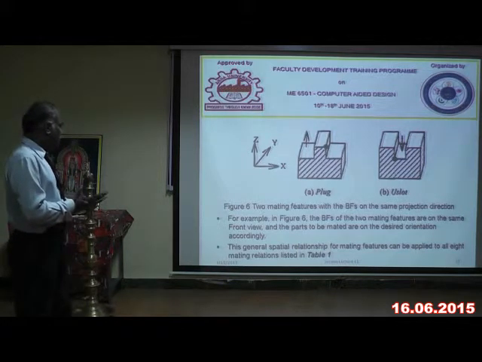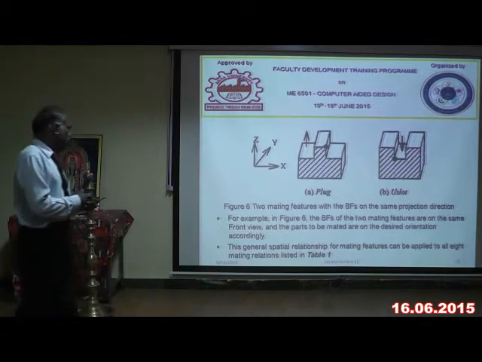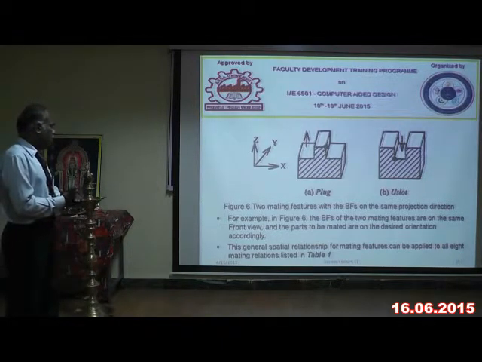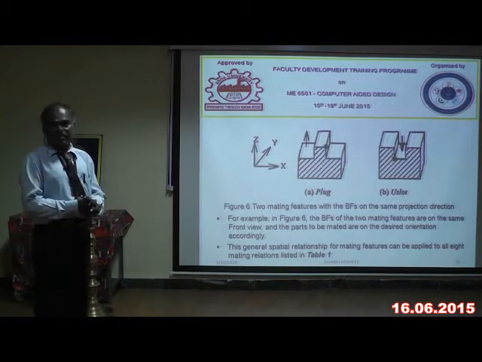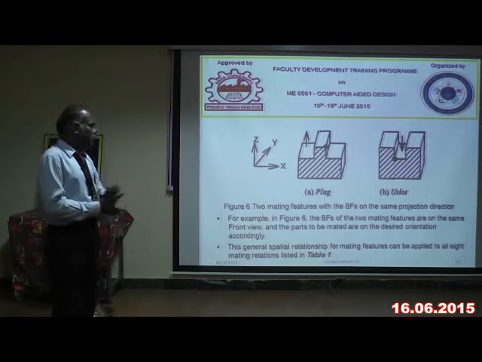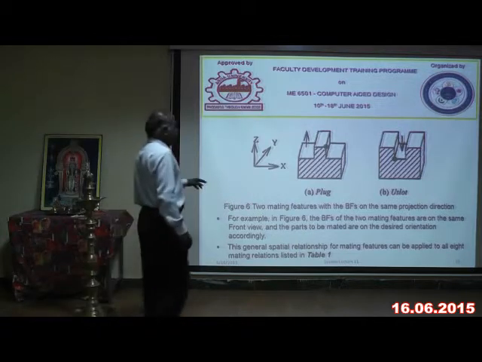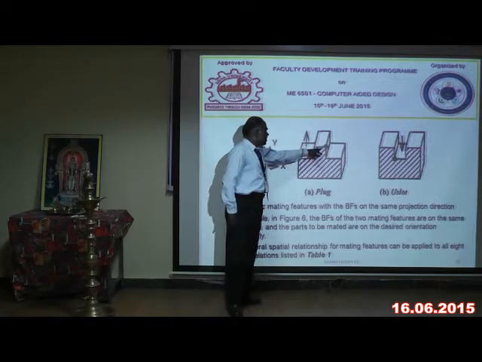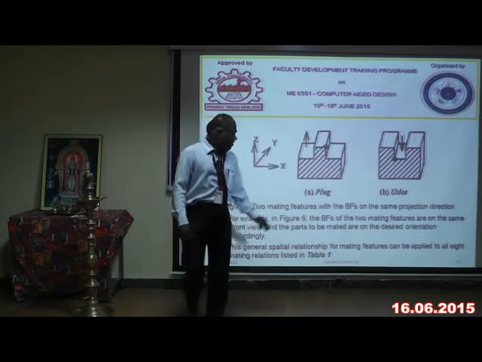In figure 6, the boundary phase of the two mating features are on the same front view, and the parts to be mated are oriented accordingly. It has a protrusion and a depression. So we must mention the location and the direction for mating.